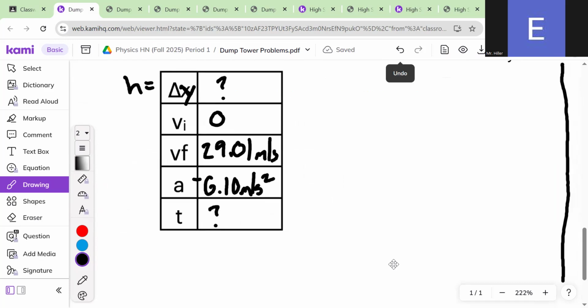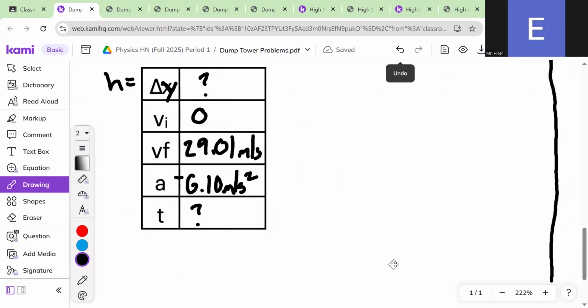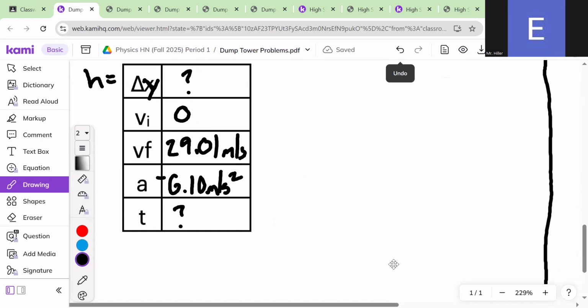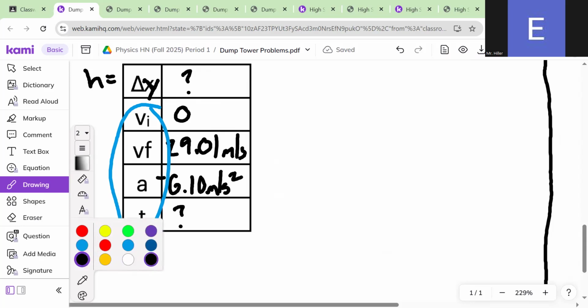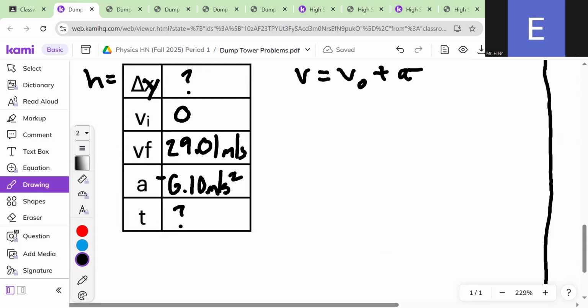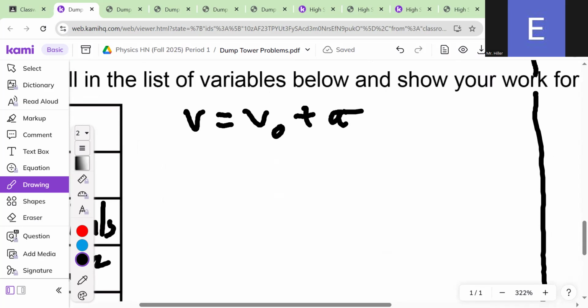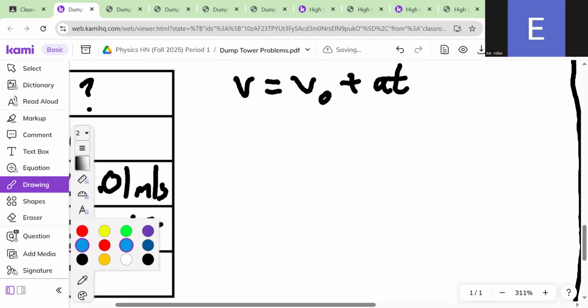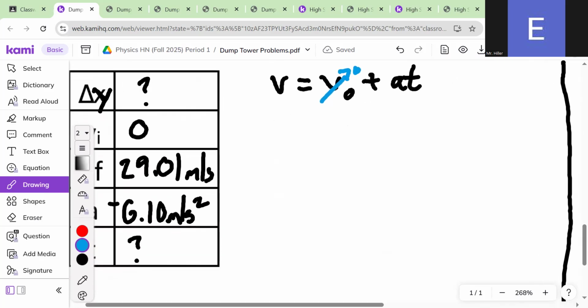Draw a line to separate the two halves of your work, and let's get started. I'm probably going to find time first. Honestly, it doesn't really matter which one you find first, but I like this grouping of variables right there, and that allows me to use equation number 8, which is v equals v naught plus a times t. v naught is still 0 because the ball is dropped. To solve for t, I'm just going to divide by a. So t, the time, is going to be your final velocity divided by a.